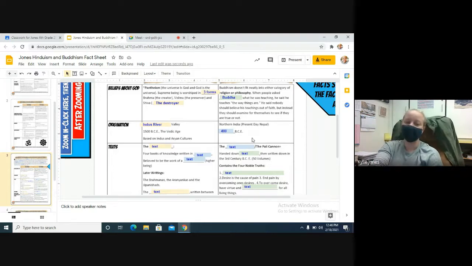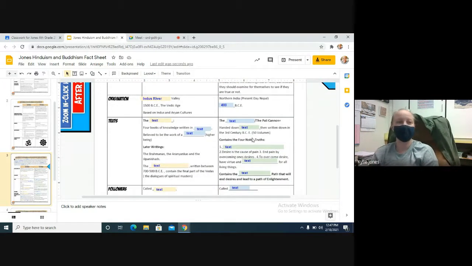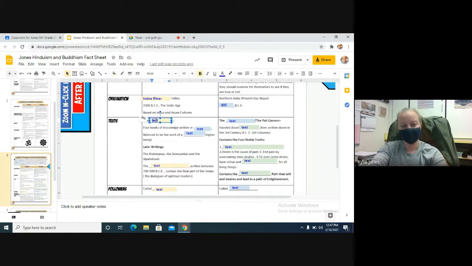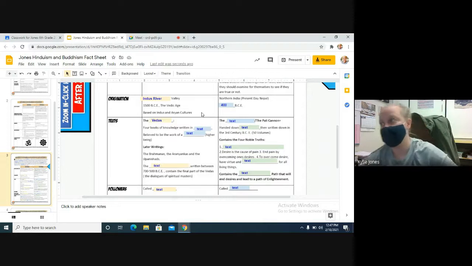Let's go ahead and look at the next one, the texts. The texts are the things that they read. In Christianity, you read the Bible. It's where all the beliefs are written down. So, in Hinduism, it's called the what? Vedas. So their books are called the Vedas. These are 4 books of knowledge written in blank.